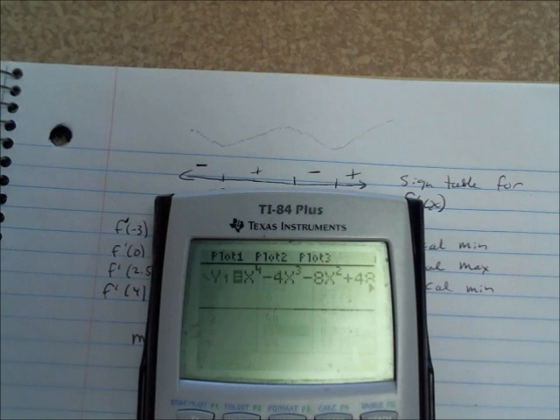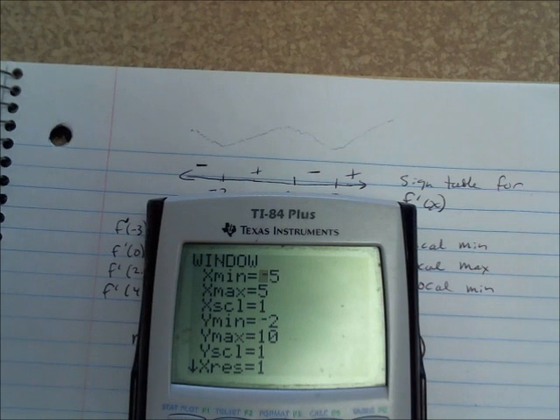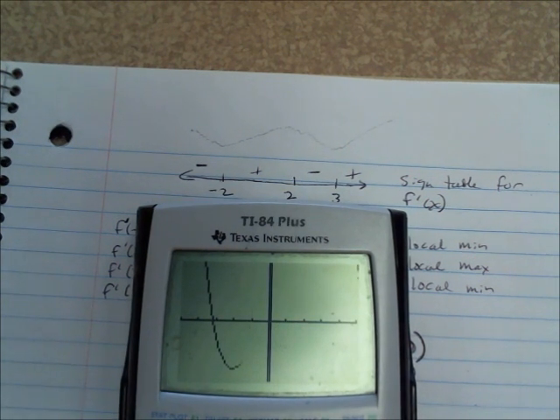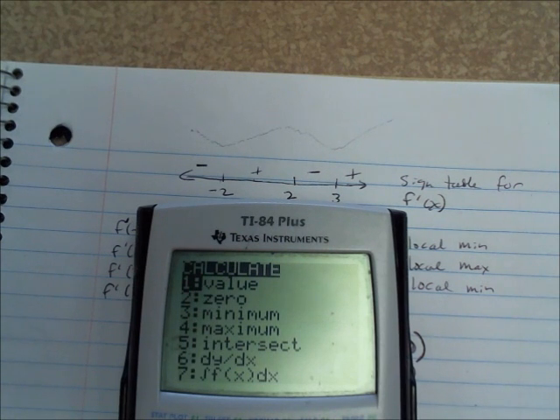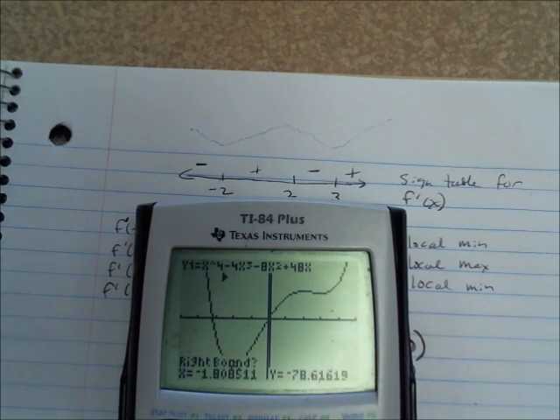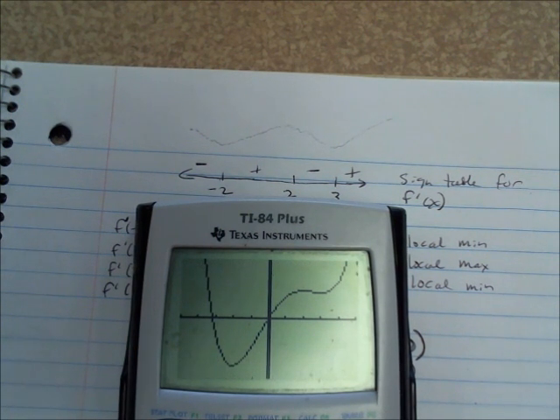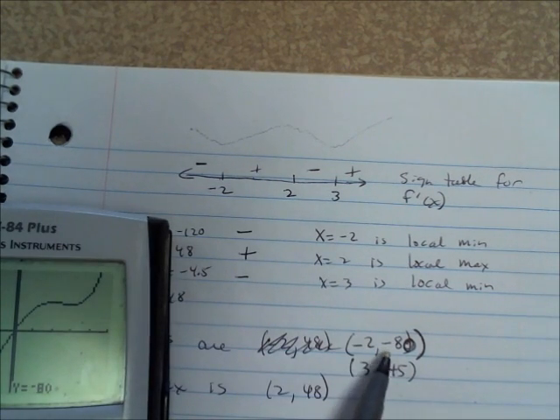And now what we're going to do is take a look at this graphically. I've got another example in here. And I think I need to change the window to be like -100 to +100. So let's calculate this minimum point. Second calc min. Left bound, right bound, guess. So this local min is -2, -80, which matches what we thought.